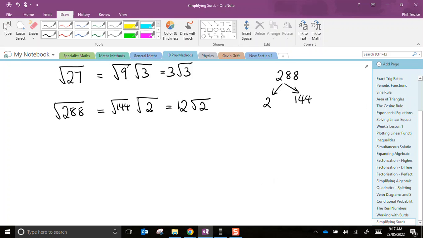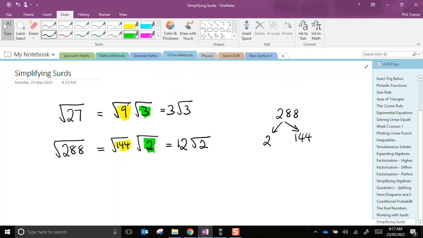The goal is to write these as a square number multiplied by a non-square number. And that way, our square number can simplify. Square root 288 is 12 root 2. Much easier. Square root 27 is 3 root 3. Much easier. And that's really all there is to this one.